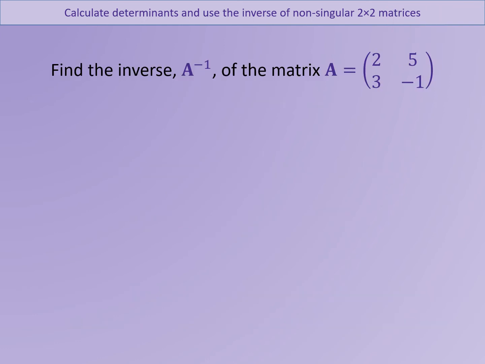So let's define matrix A as [2, 5; 3, -1]. Firstly, we'd like to find A inverse. So pause this slide and write down A inverse.